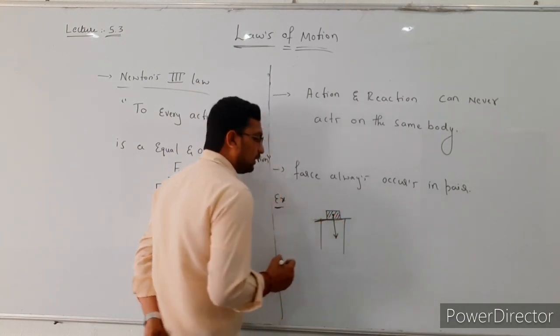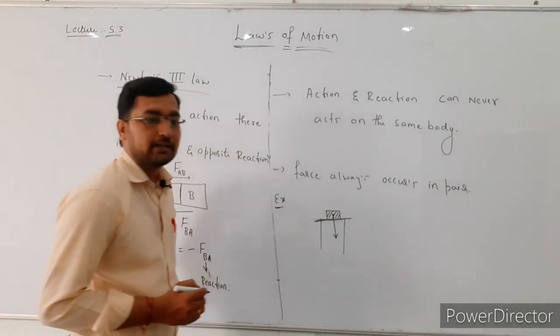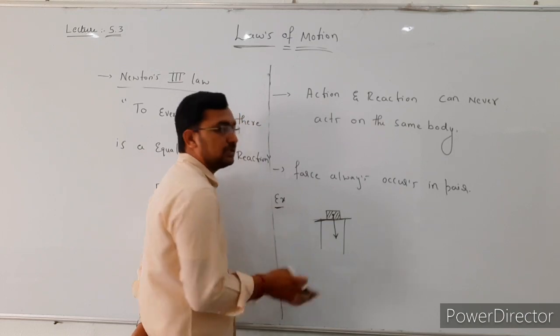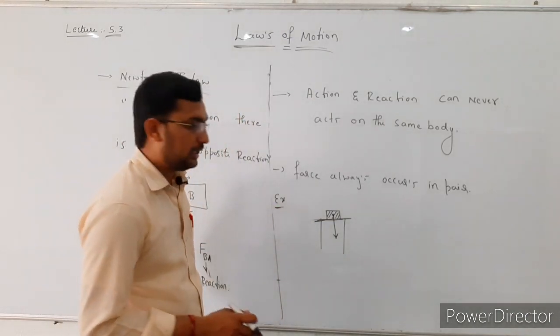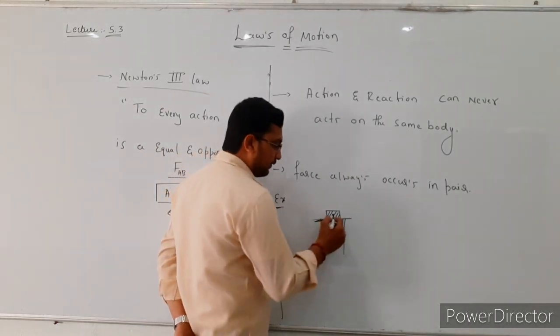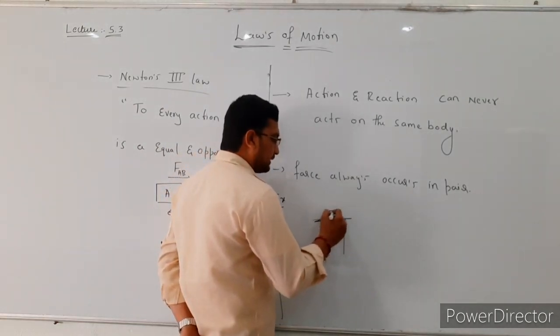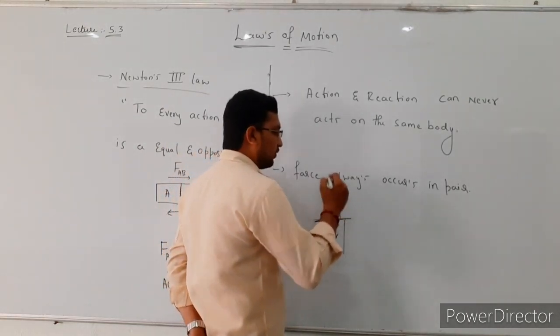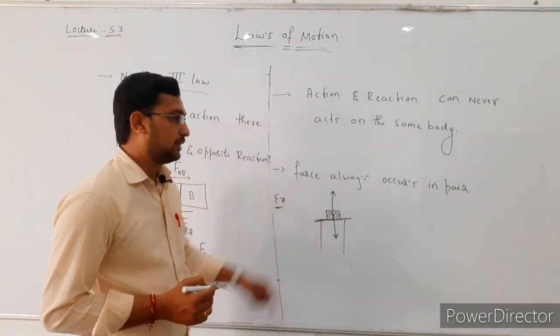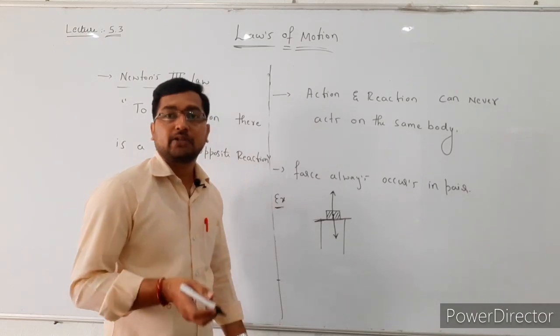The weight of the book is acting in the downward direction. That means the weight of the book is acting on the surface of this table. So that is known as the action force. At the same time, the surface of this table is also exerting the same amount of force in the opposite direction. So that is known as the reaction force.